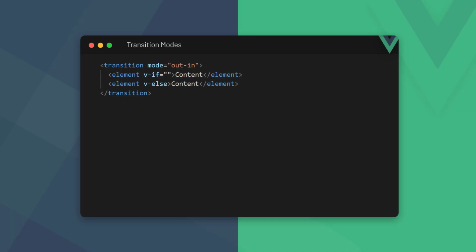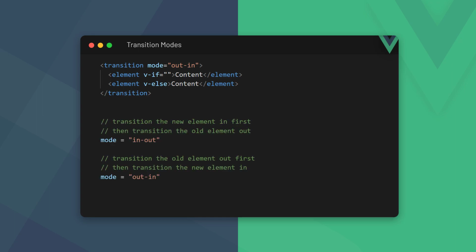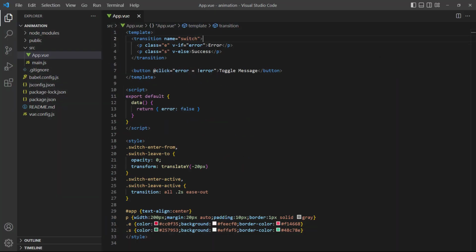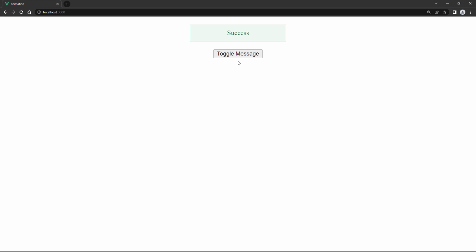To fix this, Vue gives us the mode attribute with two settings. In out, we'll first transition the new element in, then transition the old element out. And out in, we'll first do the old element out, then transition the new element in. To demonstrate, let's add the out in mode to our example. This time, when we toggle between the messages, the animation works correctly, and there's no more snapping.